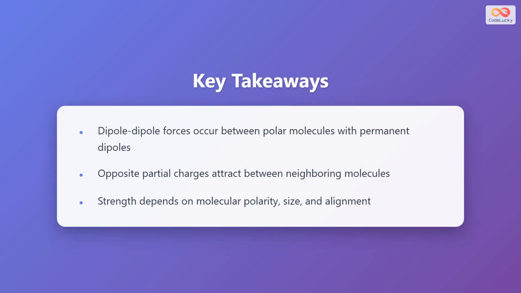Let's summarize the key points about dipole-dipole forces. First, dipole-dipole forces occur between polar molecules that have permanent dipoles. Second, these forces result from the attraction between opposite partial charges on neighboring molecules. Third, the strength of these interactions depends on molecular polarity, size, and alignment. Understanding dipole-dipole forces is crucial for predicting physical properties like boiling points, melting points, and solubility of polar substances. These forces are an essential concept in chemistry and help explain the behavior of countless substances we encounter every day.